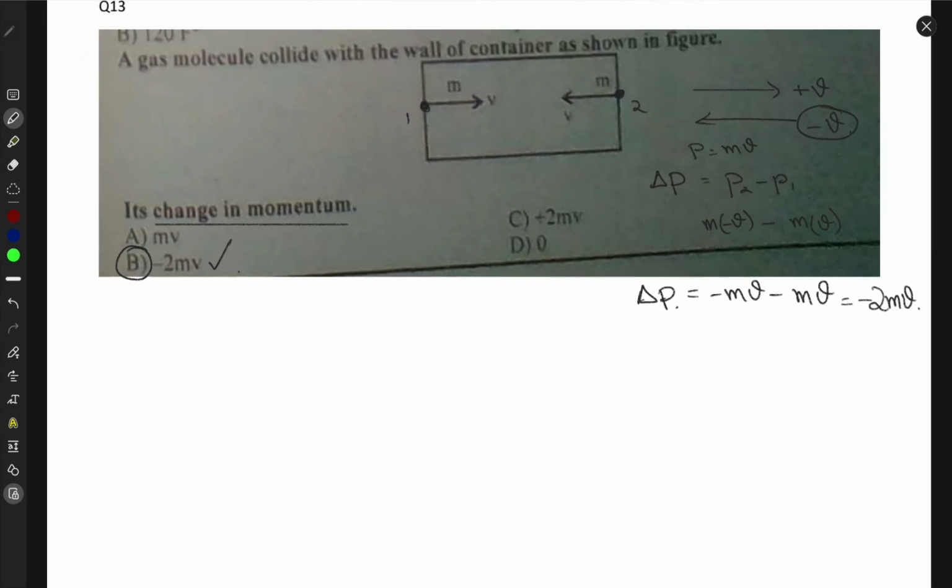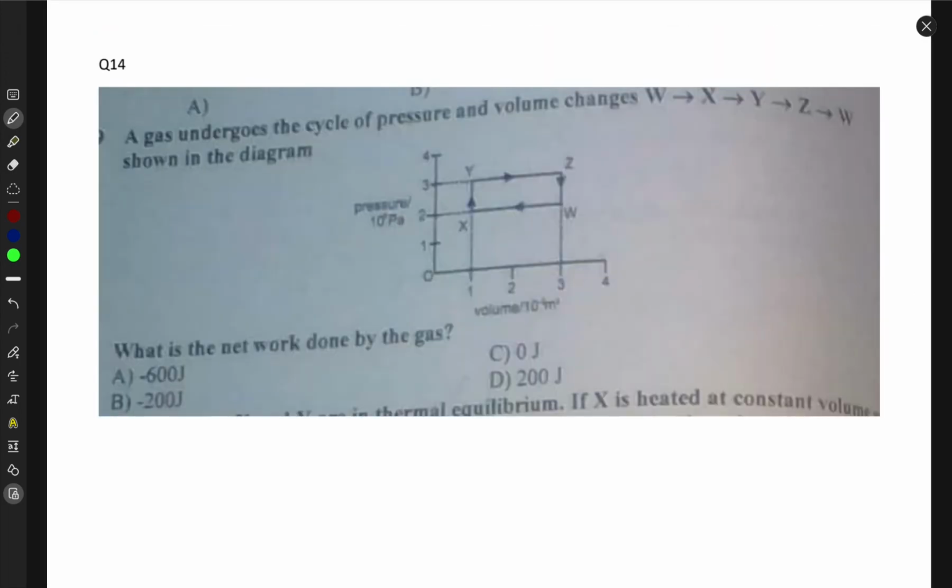All right, so moving on to question number 14, we have a gas that undergoes a cycle of pressure and volume changes. So the gas is going through a cycle where pressure is changing and volume is also changing at different intervals.